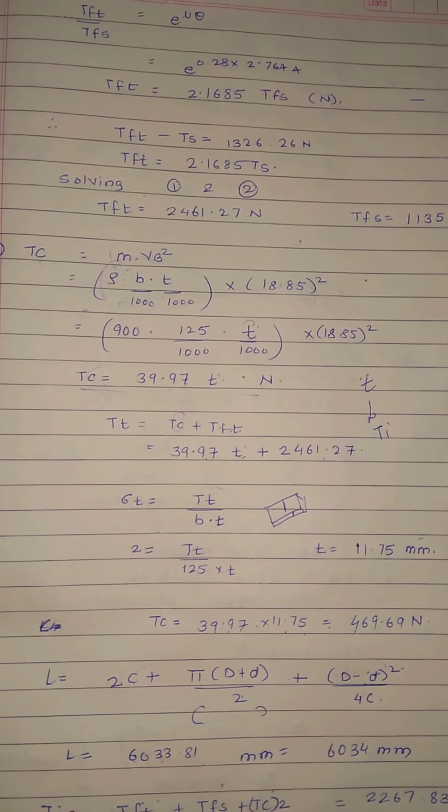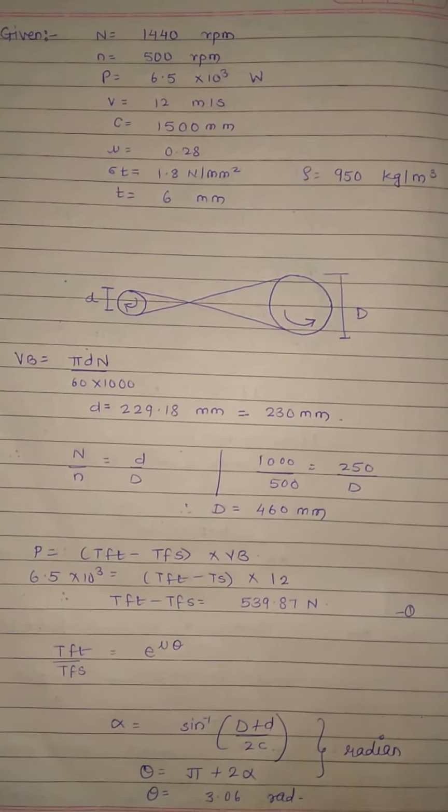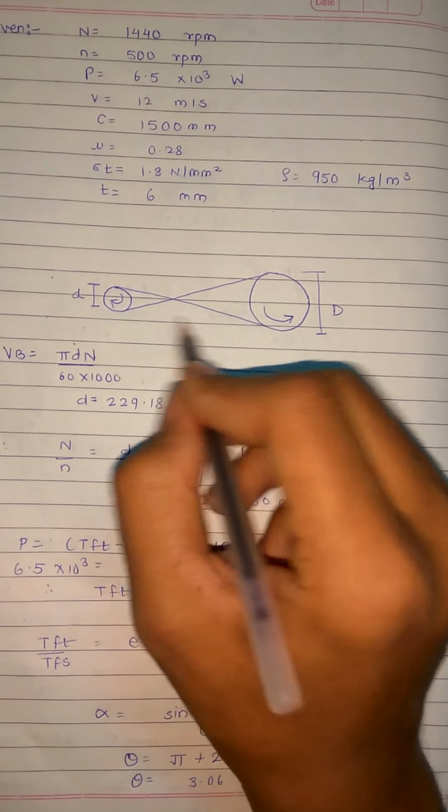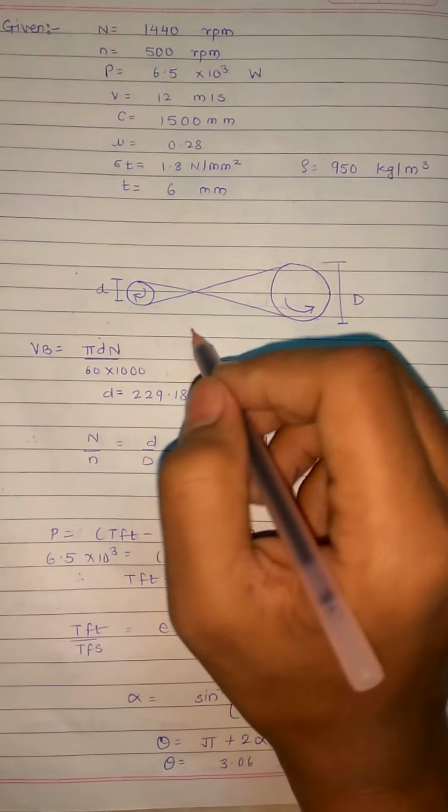Let's take a look at the next numerical. Now this is a cross belt numerical, which is the belt is crossed. In the last numerical it was straight, it was an open belt drive. This is a cross belt drive.